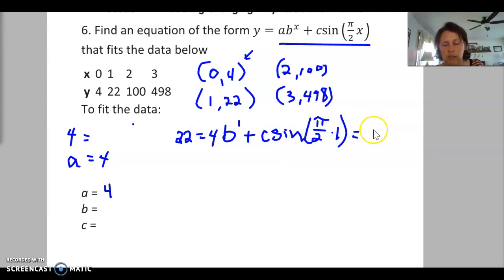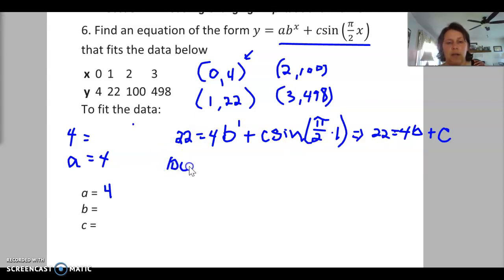So for this equation, we end up with 22 equals 4b plus c. Okay, that doesn't give us any exact values, but it kind of does help us out. So let's go on and see what happens when we plug in 2 and 100.